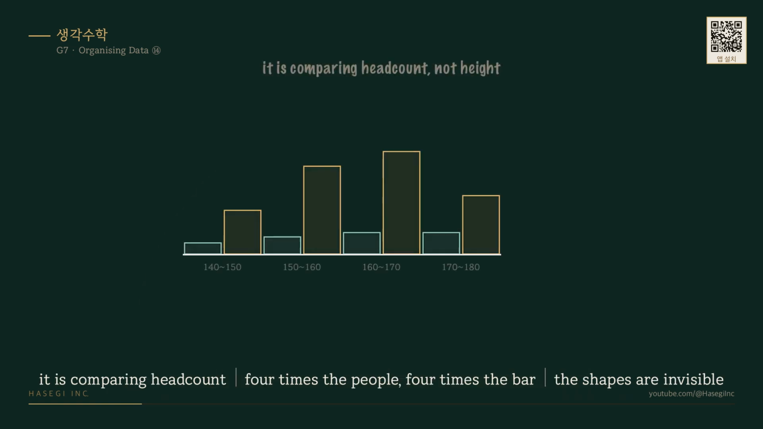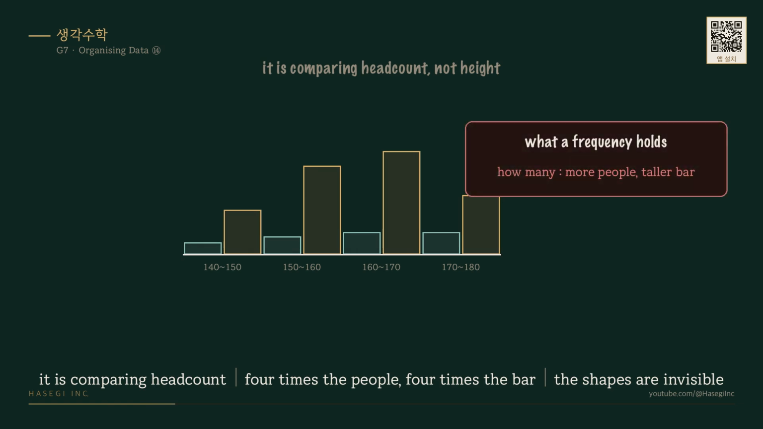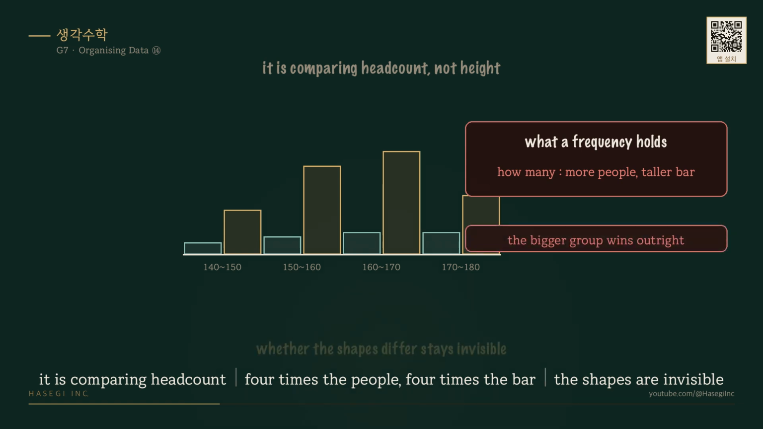What it compares is not height. It is headcount. A frequency carries how many, so 4 times the people means roughly 4 times the bar. Overlay them and the bigger group wins in every class. Whether the shapes differ at all is invisible in this picture.